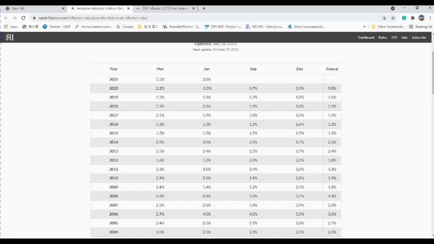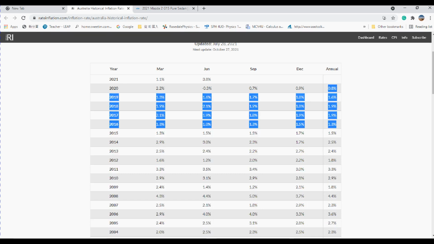We might use the inflation rate from 2016 to 2020, because for 2021 we haven't got the full figures. So these are the figures we need to have. From 2016, that's 1.3, 1.9, 1.9, 1.6, 0.8. So remember those numbers. We might just go back to fill them in.